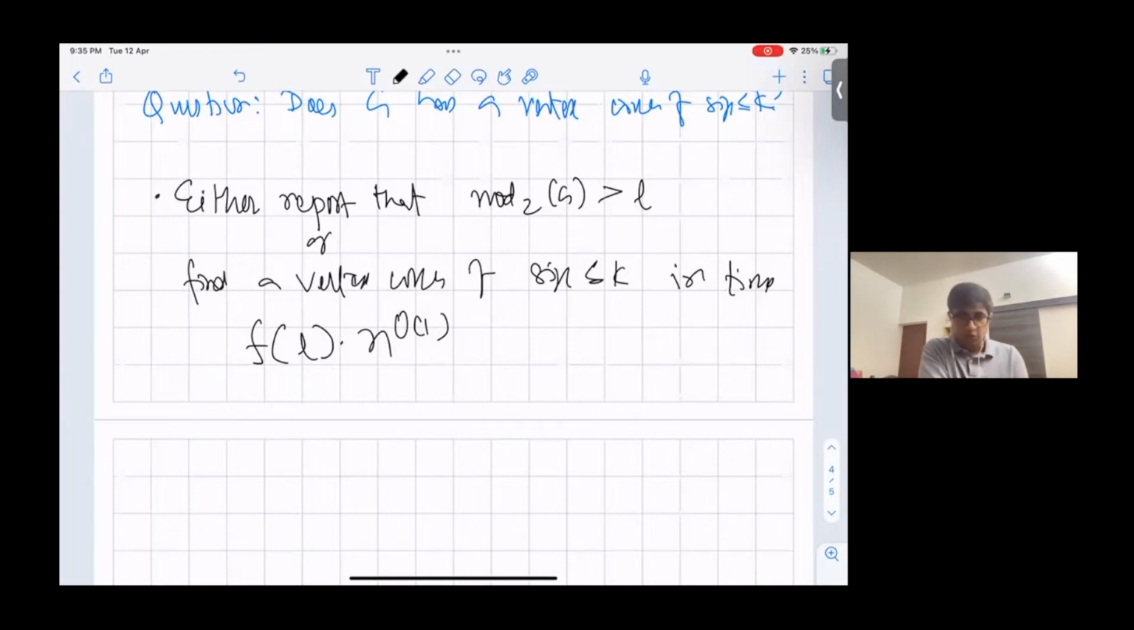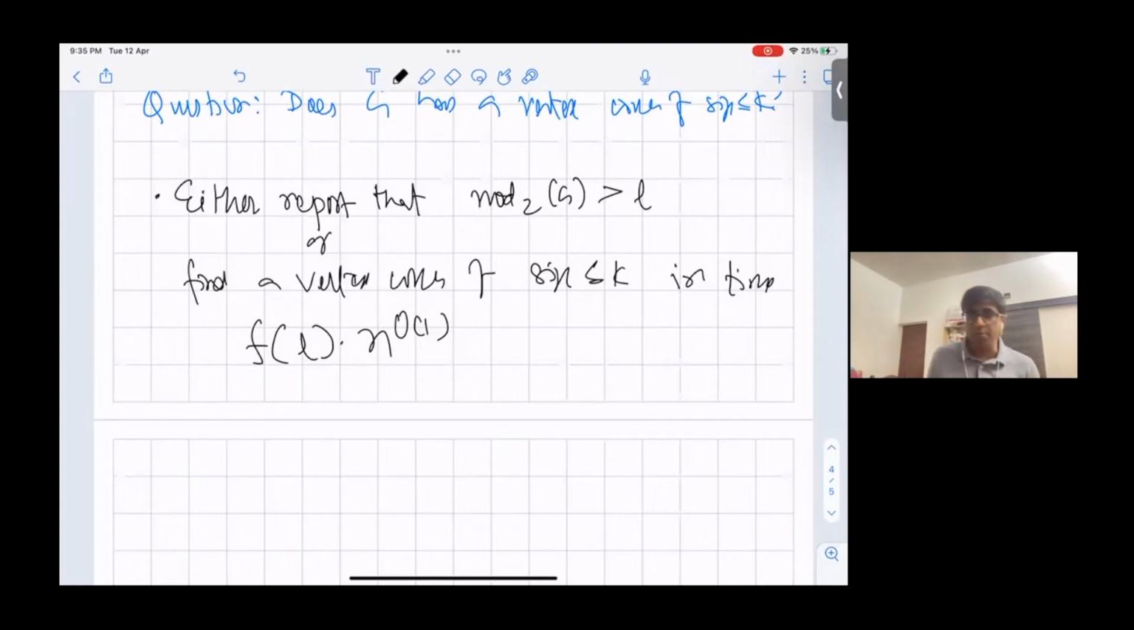So if I look at a graph G, and it does have a modulator of size at most L, I return you a vertex cover of size at most k. Suppose it does not have a modulator of size at most L, then I can still return a vertex cover of size at most k in this case, but I can also tell you that you're cheating if this graph does not have a modulator to a degree 2 graph of size at most L.